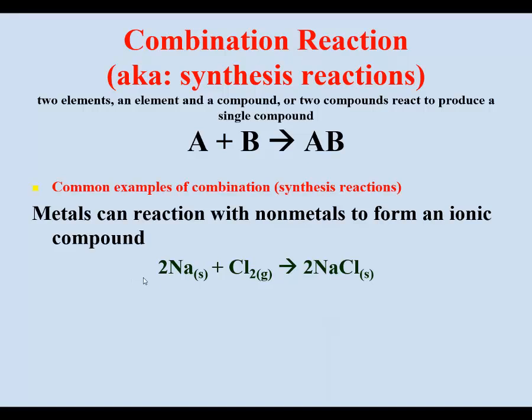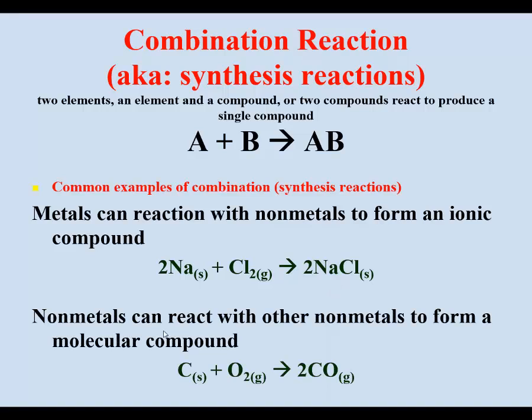Let's consider having a metal combining with a non-metal. So if I have sodium metal combining with chlorine gas, we can end up forming sodium chloride, which is table salt, right, as an ionic compound. So we tend to see metals combining with non-metals to form ionic compounds. Those are classic examples of combination or synthesis reactions.